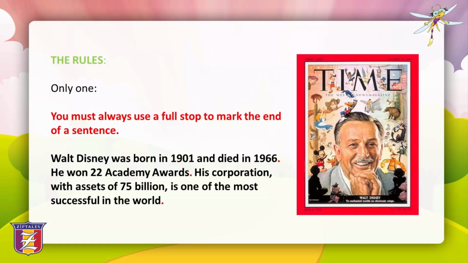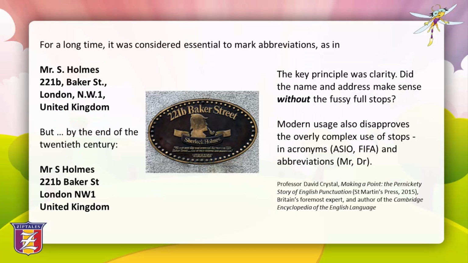The rules. Good news, only one, the original one. You must always use a full stop to mark the end of a sentence. For example, Walt Disney was born in 1901 and died in 1966. He won 22 Academy Awards. His corporation, with assets of $75 billion, is one of the most successful in the world. All the others you can forget.